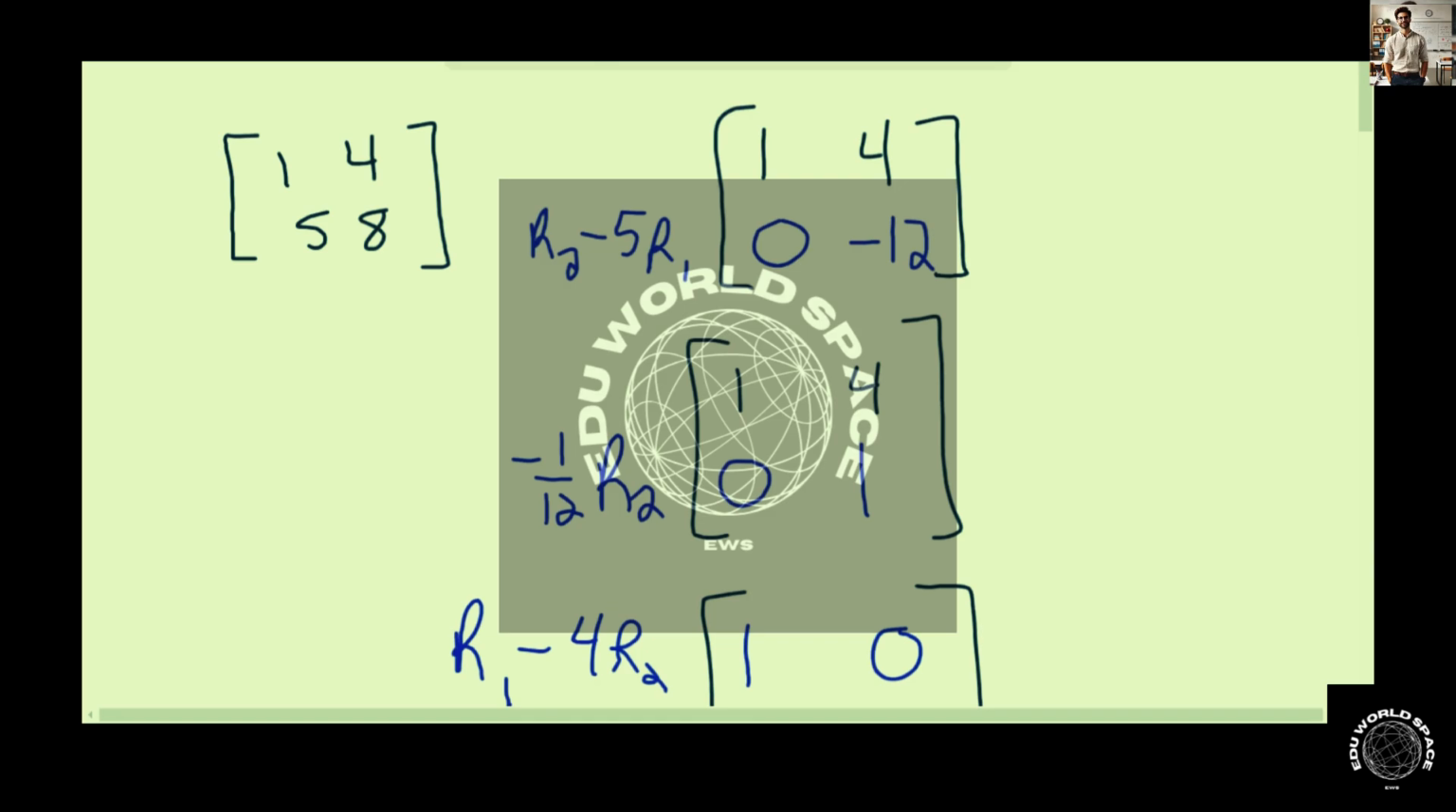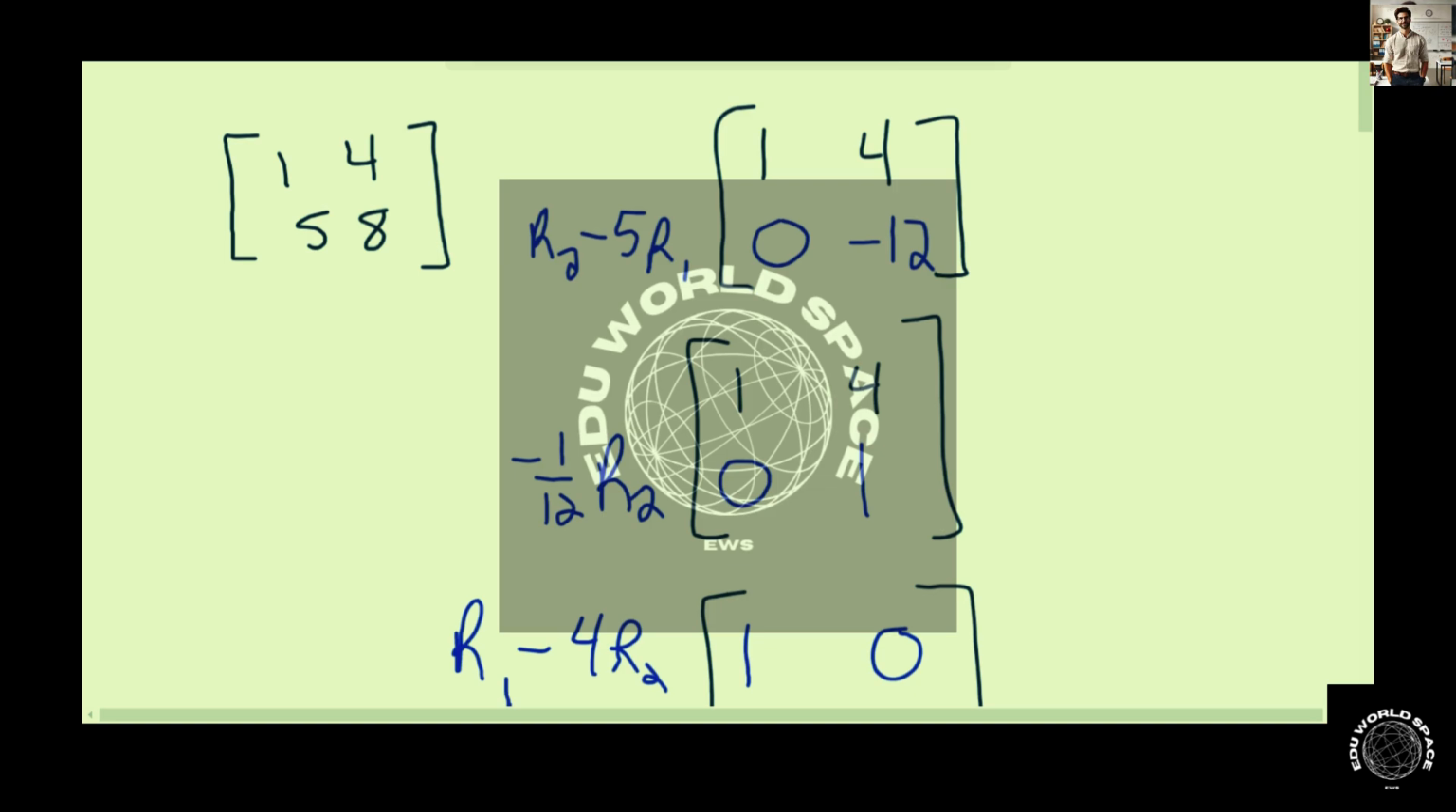I'm going to walk you through the steps on how to reduce the two matrices and then use a calculator for part B just so it doesn't get too redundant for you. Well, starting with 1, 4, 5, 8. So the goal is to get it to be the 2 by 2 identity.